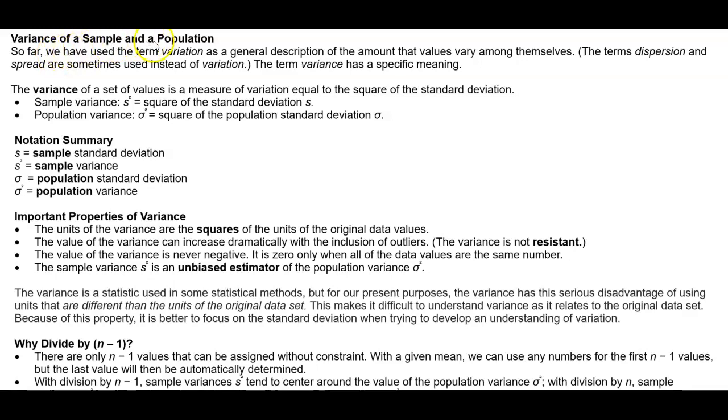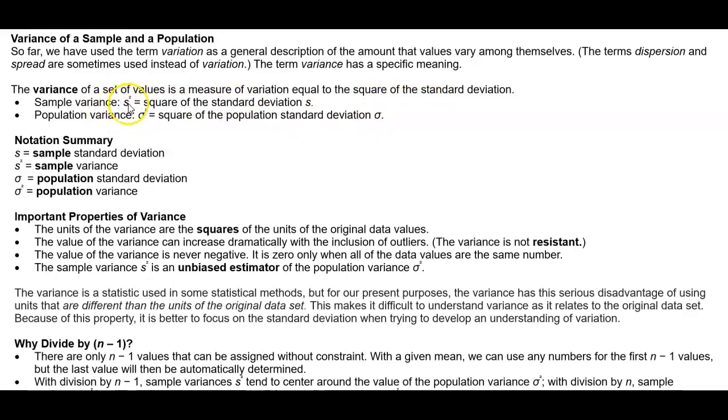Variance of a sample in a population. So far, we have used the term variation as a general description of the amount that values vary among themselves. The terms dispersion and spread are sometimes used instead of variation. The term variance has a specific meaning. The variance of a set of values is a measure of variation equal to the square of the standard deviation.